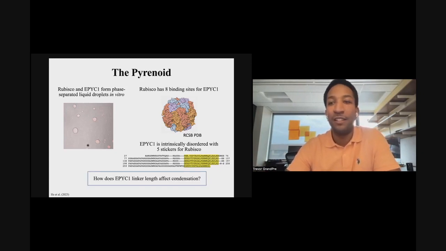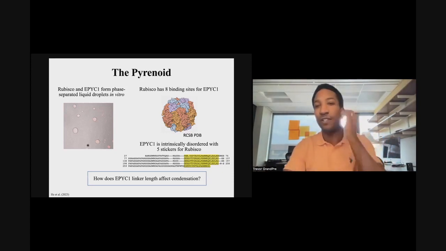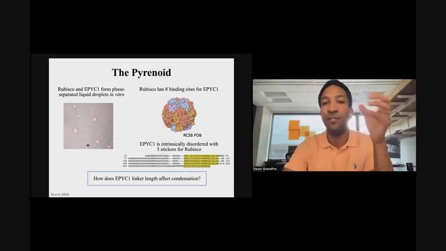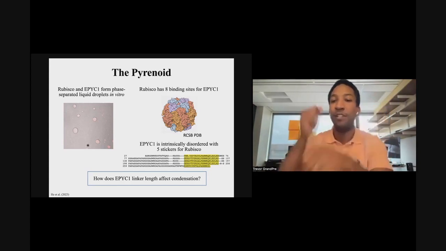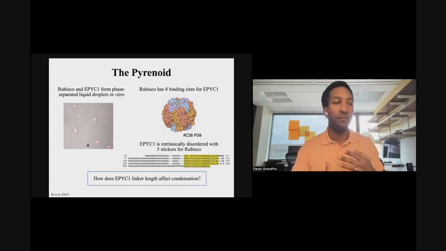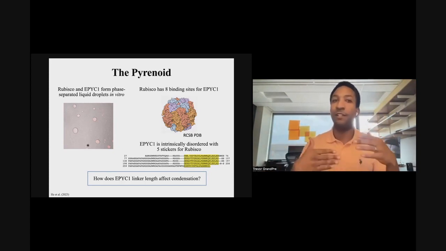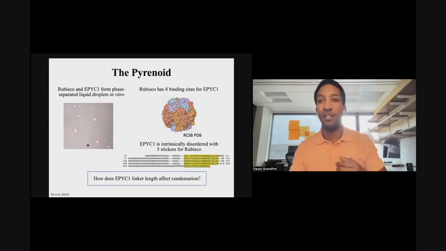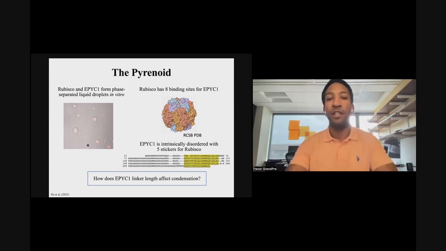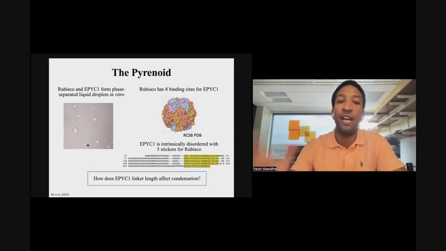But okay. With these 2 components, because Rubisco is a rigid enzyme and EPYC1 is flexible, there can be properties of the EPYC1 linker length that might affect phase separation in a non-trivial way. And so that's what I'm going to address here: how does EPYC1 linker length affect condensation?